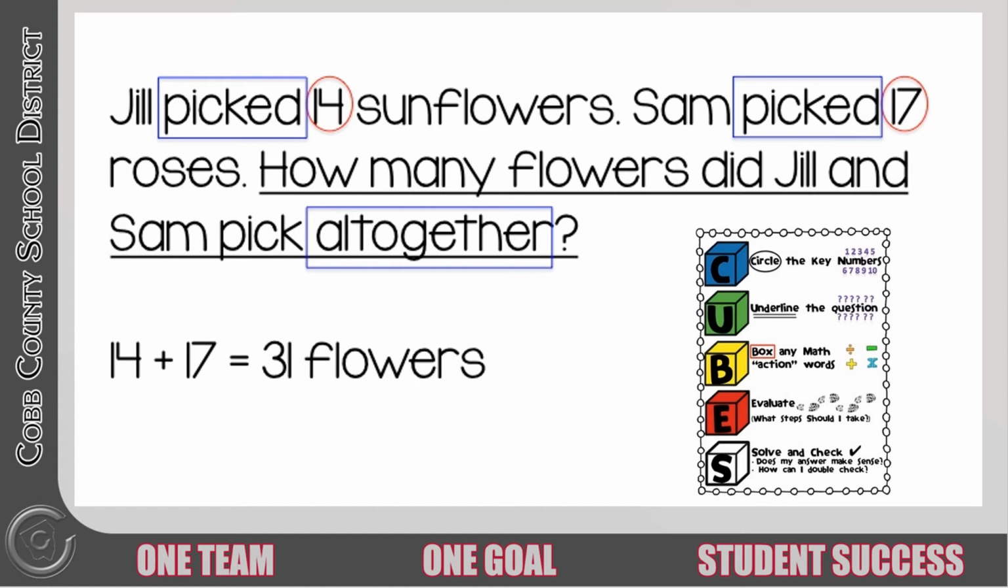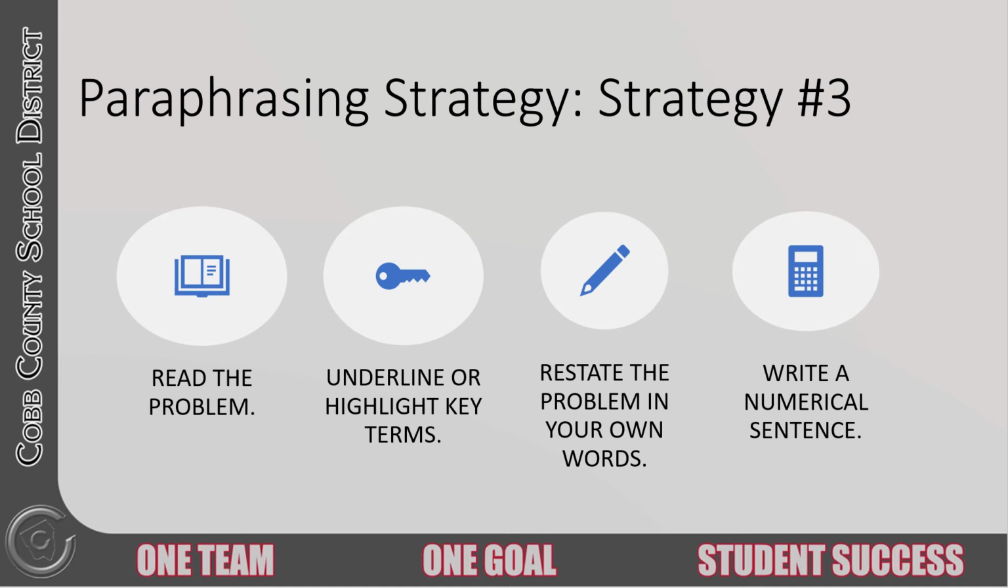At the end of the presentation, you will have examples of math keywords. Here is where we've seen students have the most difficulty determining what to box and what to underline. So we've given you a guide to help at home. This strategy is the paraphrasing strategy. In this strategy, the first step is to read the problem. Then underline or highlight key terms, restate the problem in your own words, and then lastly, write a numerical sentence.